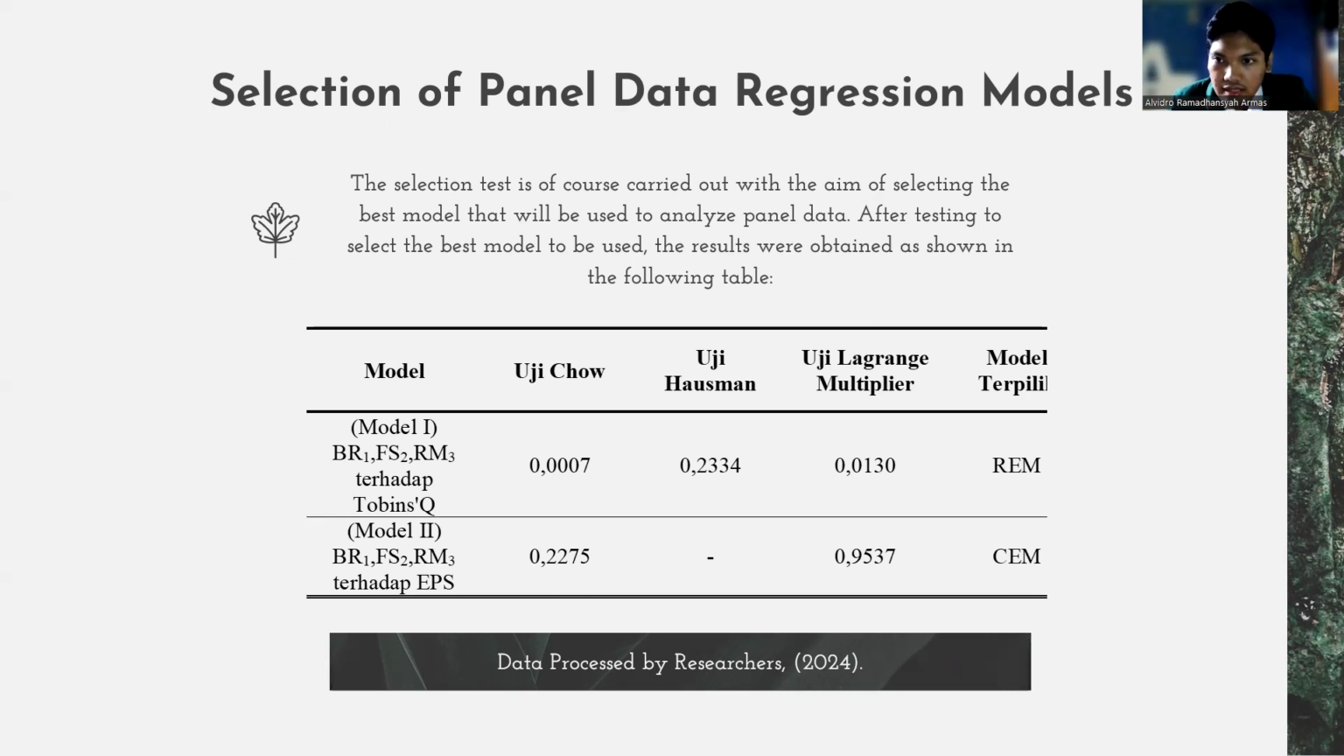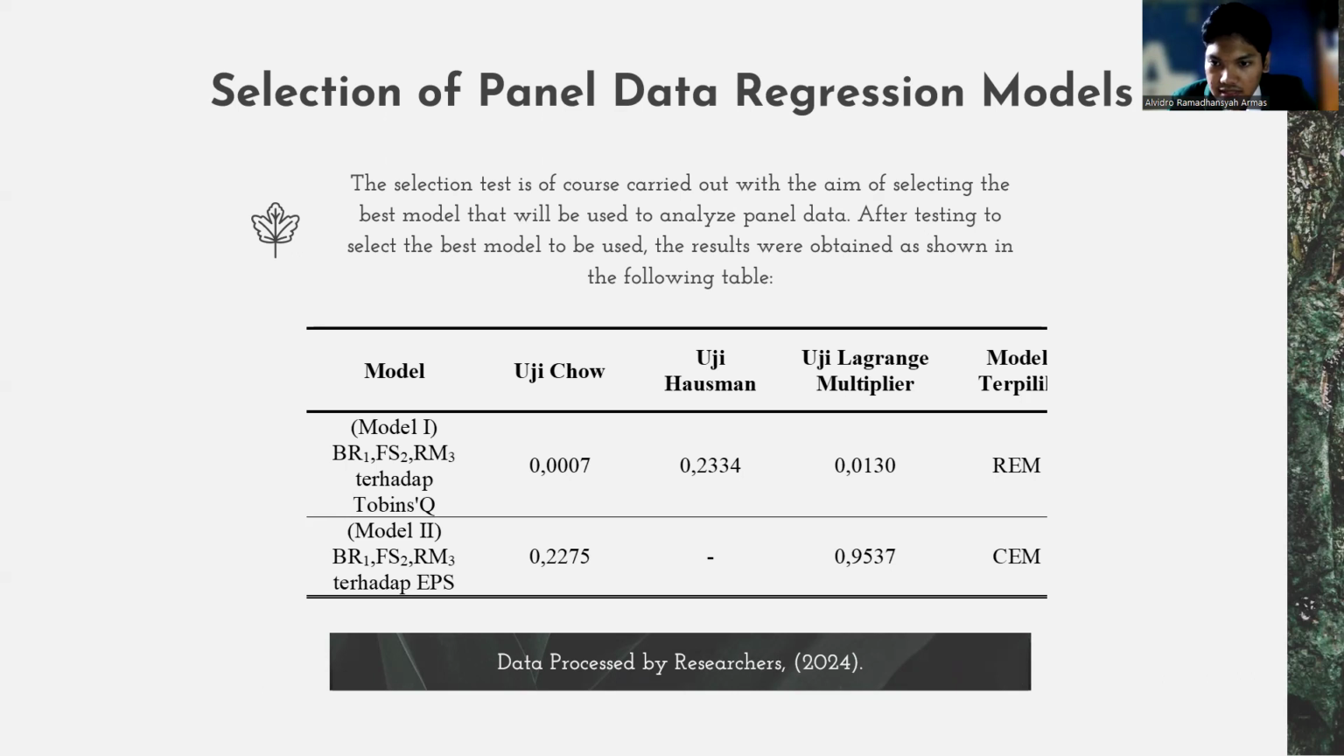So the table above shows the result of selecting panel data regression. Based on the data in the table, the model using the company value variable with the Tobin's Q proxy is used for the selected model, namely REM. The Chow test shows a figure of 0.0007, which is certainly smaller than the significance level alpha 0.05. This indicates that the best model between CEM and FEM is the FEM model.